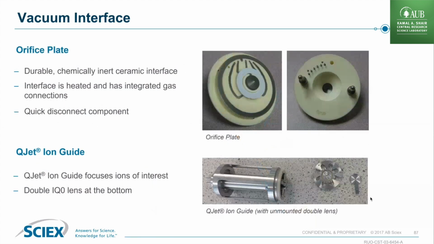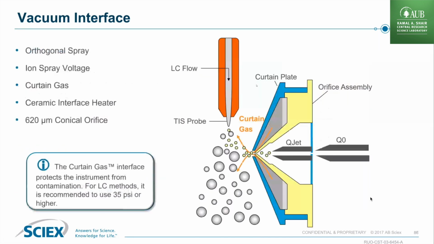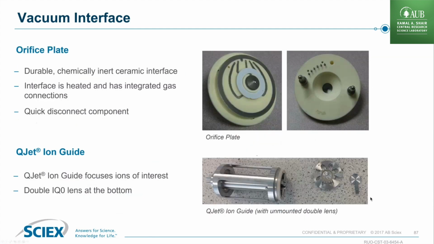So here we have some real pictures. So this is what the orifice plate looks like. So this little hole right here in the orifice plate, if I go back to the slide, that is that little hole right there. So that's the entrance. The ions go through that. This is the back side of it.